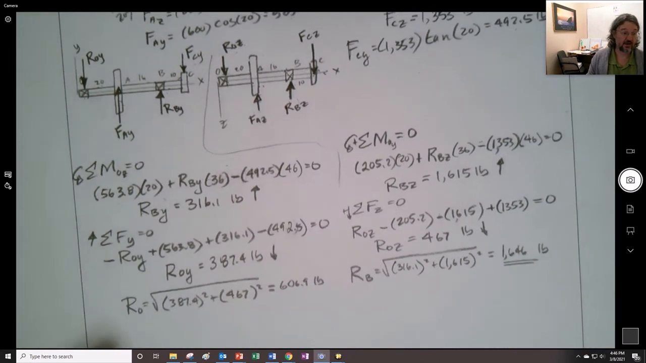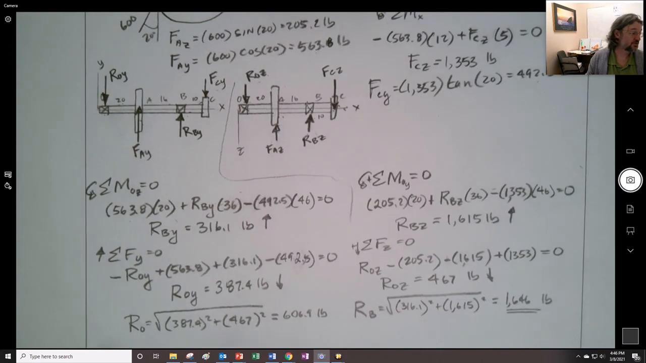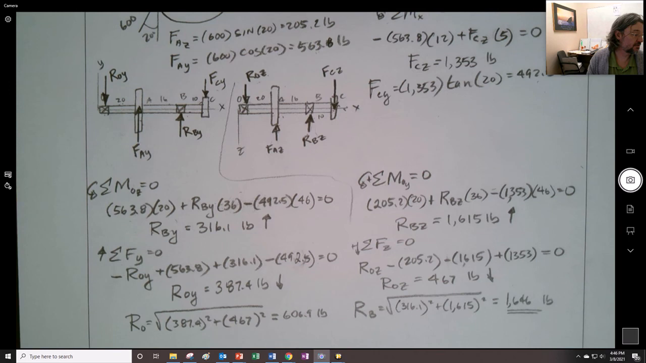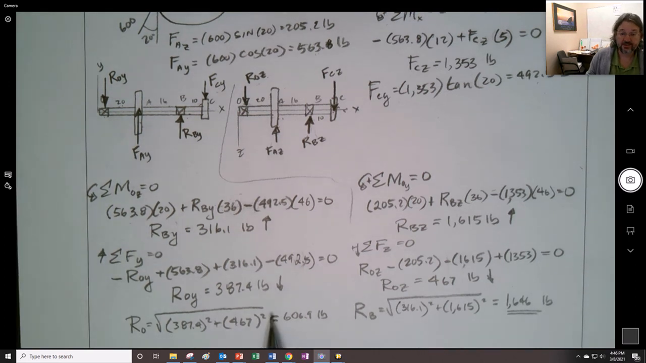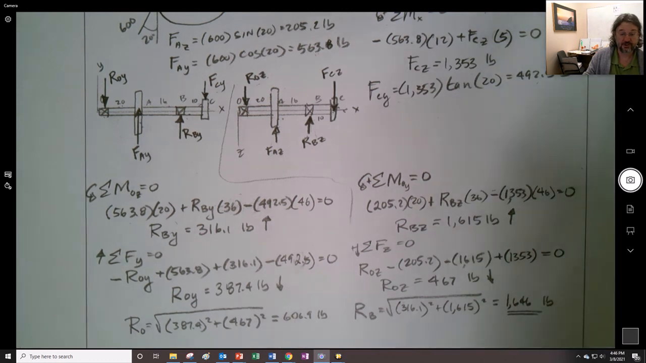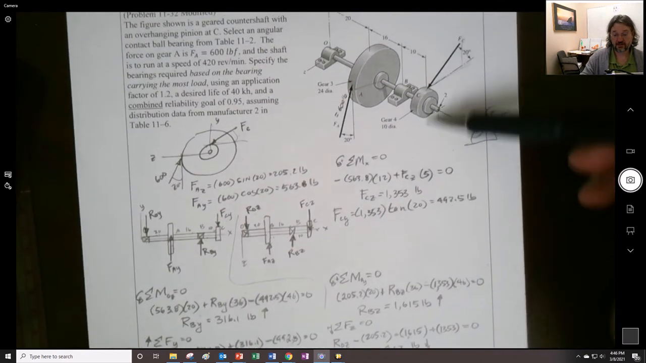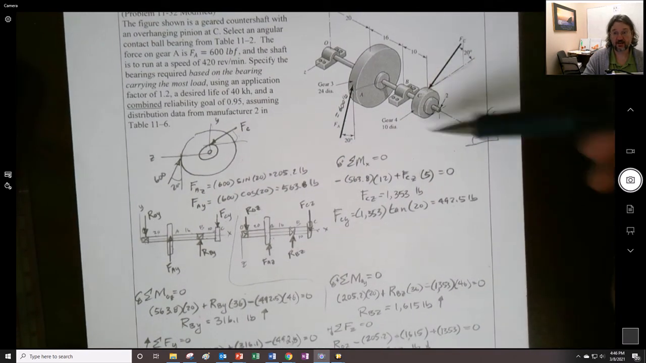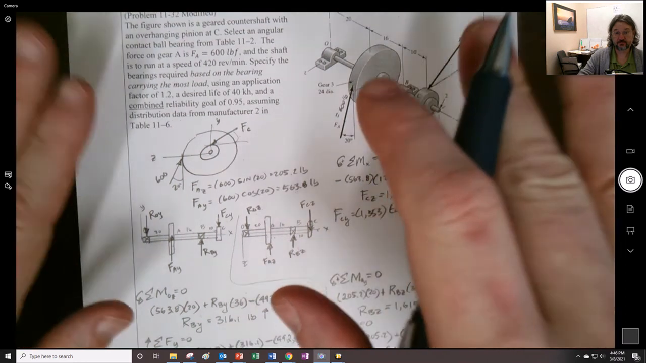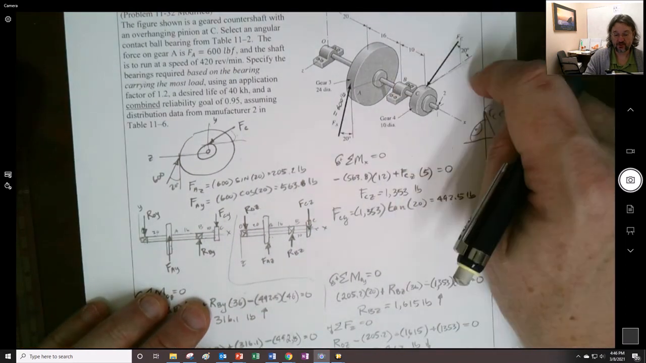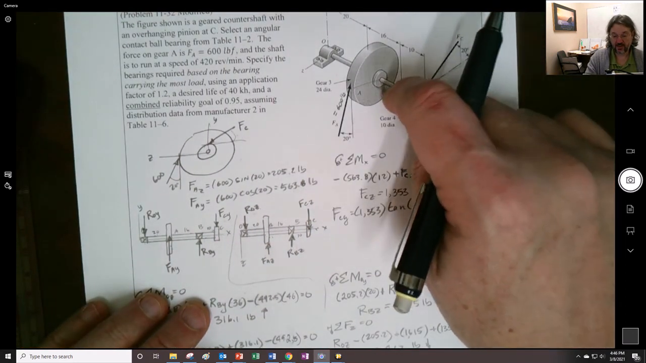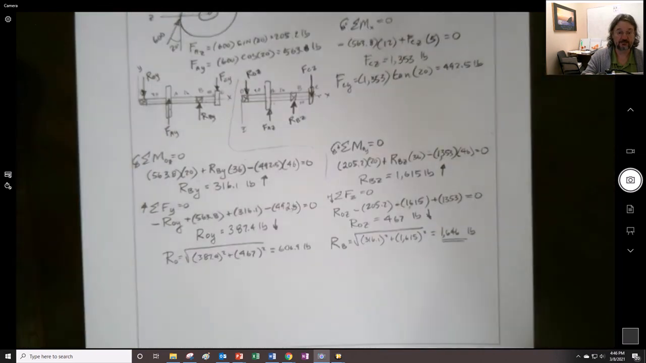And if we go back and read what we were supposed to do as part of this, we want to specify the bearings required based on the bearing carrying the most load. B carries more than twice what O does right there, right? So let's take a reflection on that right here. This thing is cantilevered off from the end, so it's got a lot more load being handled right there at that spot.